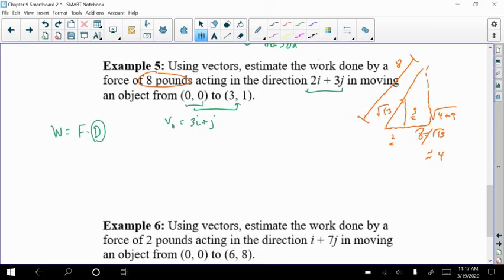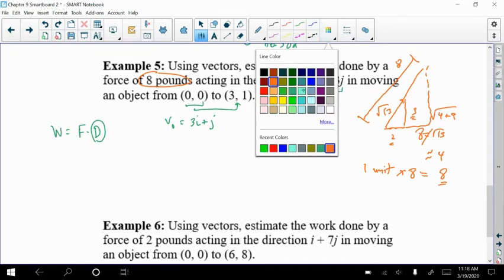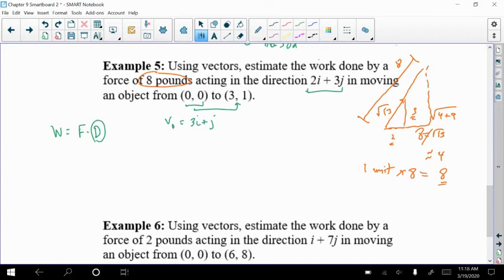Well, I think the easiest way to do that is to first take that 2i plus 3j, and you scale it down to a unit vector. If I could express that into just 1 unit, and once I know how big 1 unit is, then it's just easy to multiply by 8 pounds to get the required magnitude of 8. And we know how to scale it down to a unit vector. Again, right now, it's root 13. So if I were to just divide this side by root 13, and divide this side by root 13, that would scale that down.